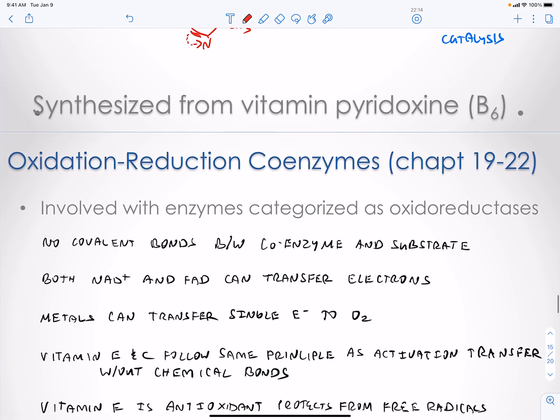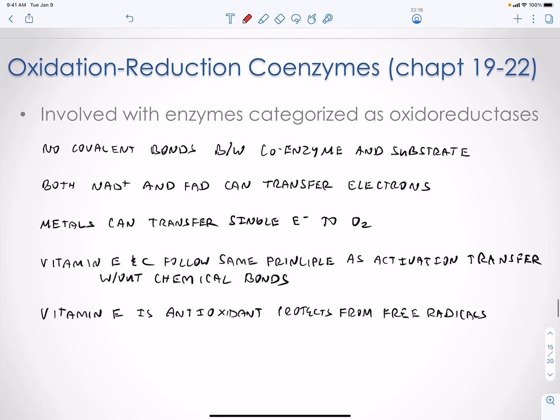Right, so the next type of coenzyme is an oxidative reduction coenzyme. And this is going to be involved in oxidoreductases. And so we have NAD and FAD that are referred to as coenzymes. Even though they typically don't regenerate themselves directly after a chemical reaction, they are taking electrons, but eventually they do get converted back after the electrons are donated. So they can transfer electrons. They are going to be important in making ATP.